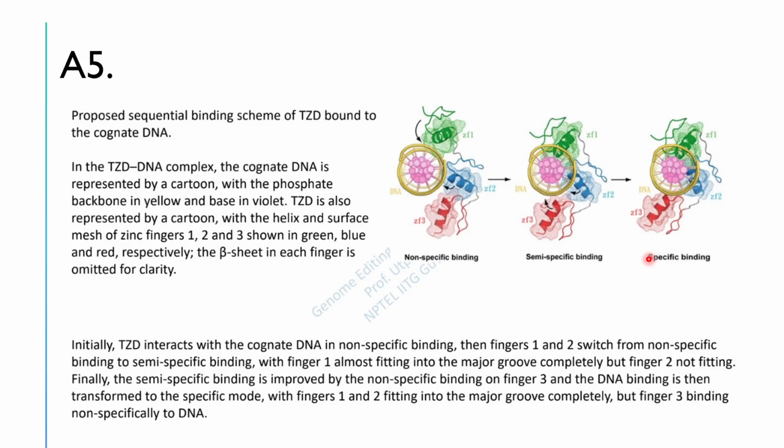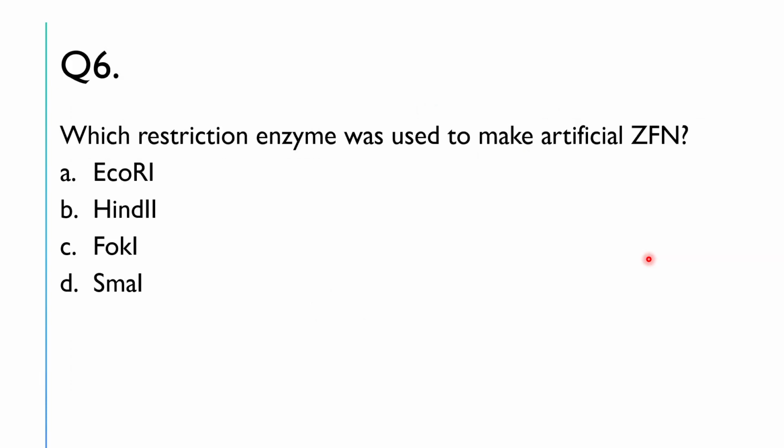Okay, I think everyone is clear. So let's move to our next question, which is: which restriction enzyme was used to make artificial ZFN, zinc finger nuclease? Please try to answer this question and we'll talk about it.